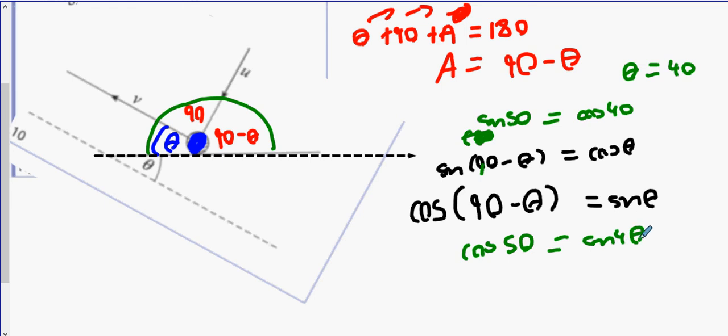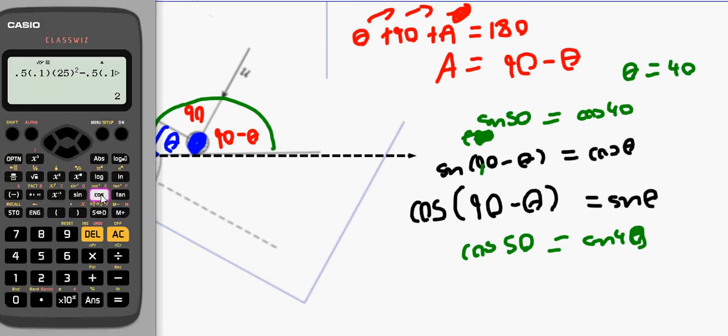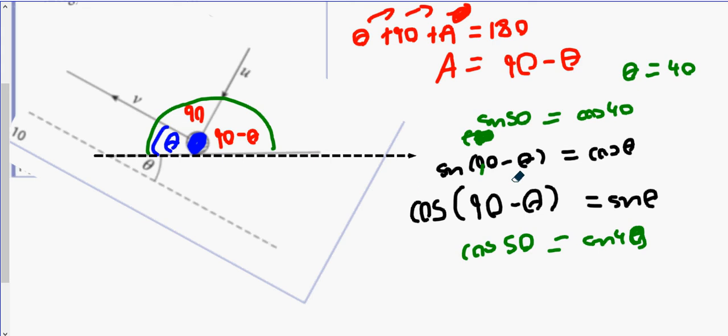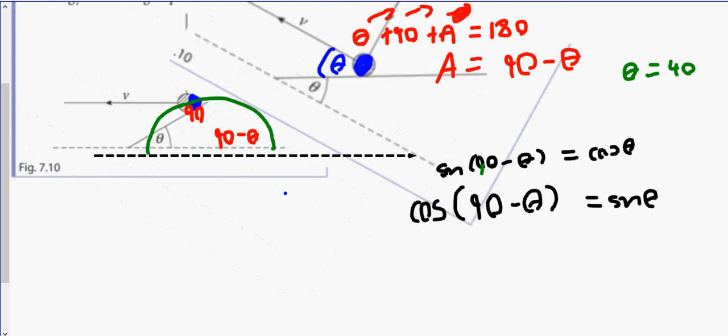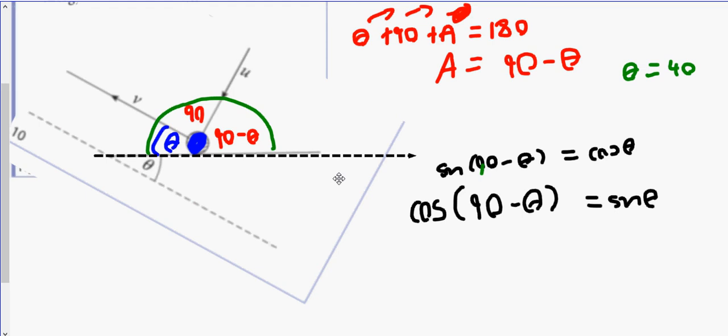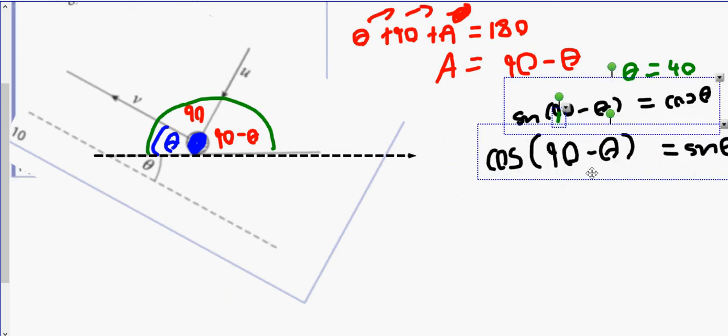Well, let's find out. Cos 50 is 0.64, sine 40 is 0.64, sine 50 is 0.766, cos 40 is 0.766. They're the same thing. So just remember those two little rules in case you need them. In fact, I can probably arrange this in a way that we might not even need that rule. I'll store it up here just in case, but I don't think we will.